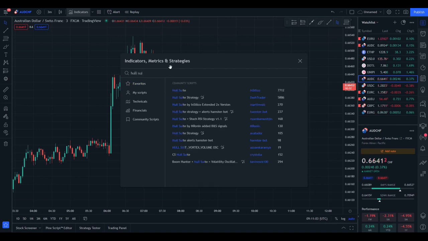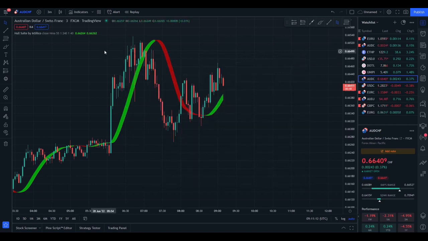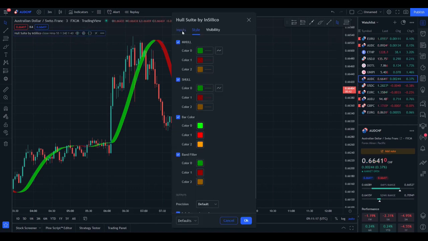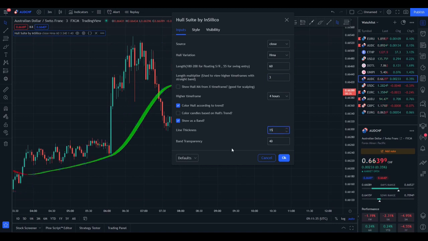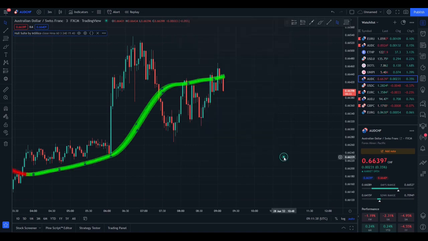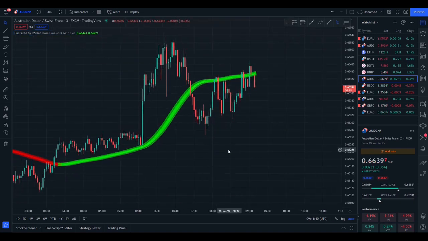The first one is going to be Hull Suite. Edit, it's the first one once you type it in. So edit, and then we're going to make some changes to this indicator. Go to inputs and we are going to change the length. The length here is going to be 60, and the length multiplier is 3, and the thickness is going to be 15, and everything else we leave as it is. Apply these settings, and there you go, you have the first indicator set up and ready to go.